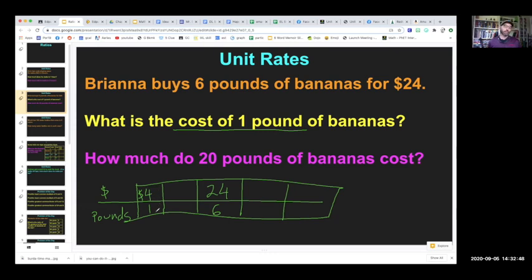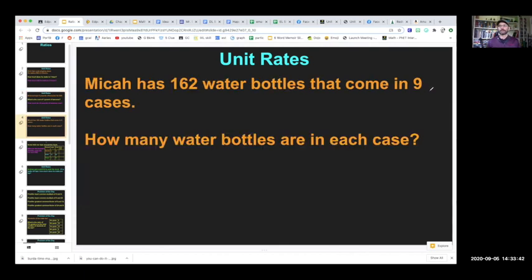Now that we know how much 1 pound of bananas is, how much are 20 pounds? That's a lot. Let's put that way over here. 20 pounds of bananas. Well, what do you have to do to make a 1 into a 20? You have to do times 20, right? Because 1 times 20 is 20. So that means you have to do the same thing here. So this is also going to be times 20, and 4 times 20 is 80. So that means that it is going to be $80 for 20 pounds of bananas. Got it?